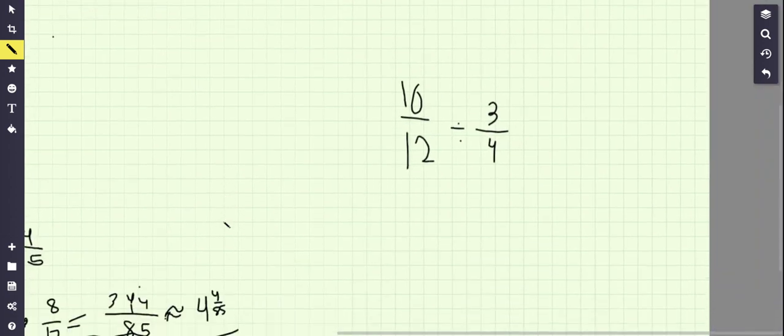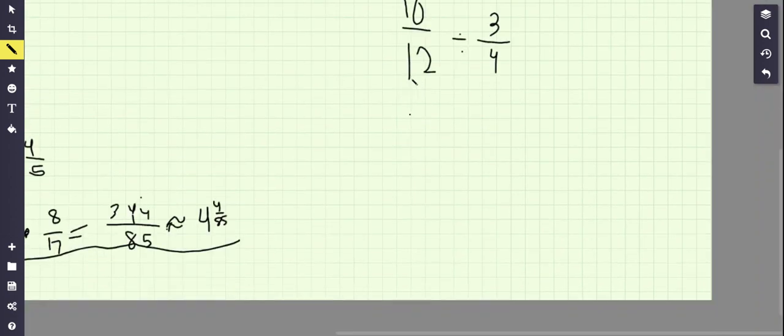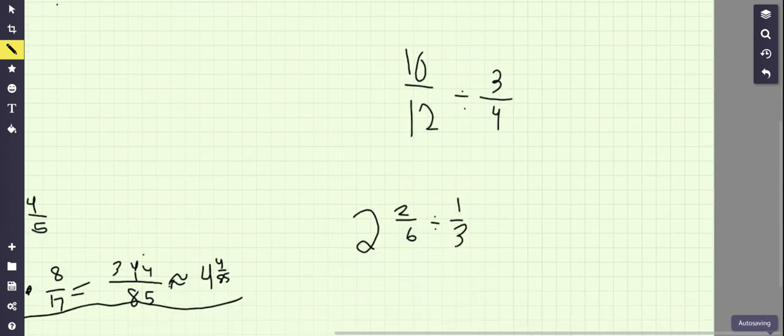All right, I want you to try this problem by yourself, and I also want you to try 2/6 divided by 1/3. Solve these two problems. Remember, to divide fractions, keep the first fraction, change the operation to multiplication, and multiply by the flipped fraction. So you flip the second fraction, then you just multiply. For mixed numbers, we convert the mixed number to an improper fraction, and then do the same steps with dividing fractions.